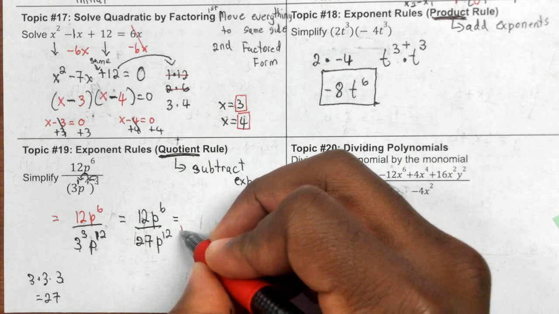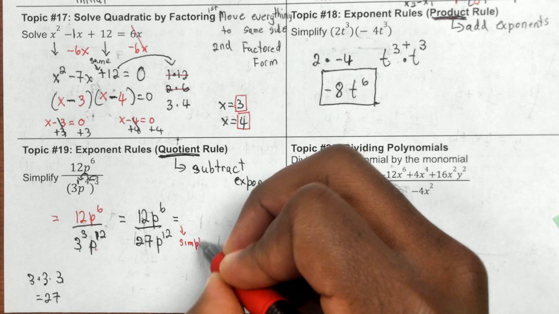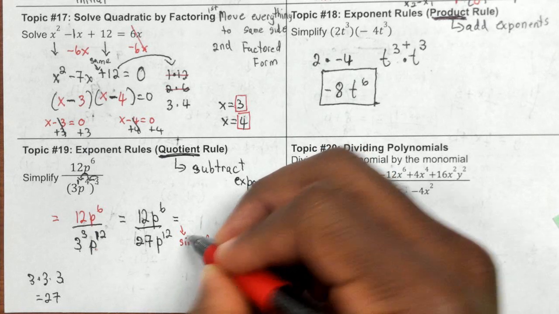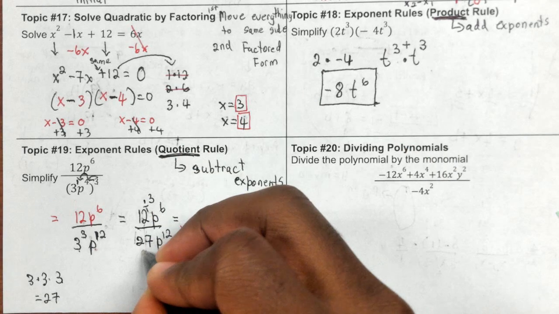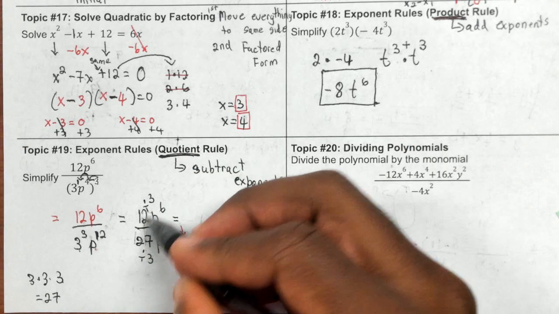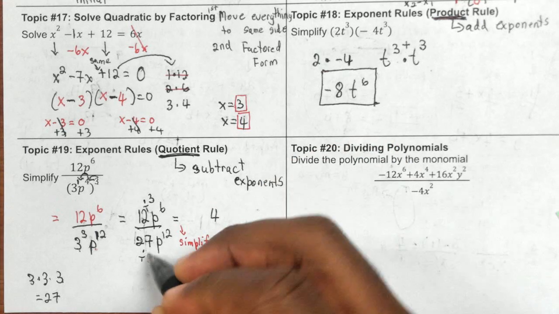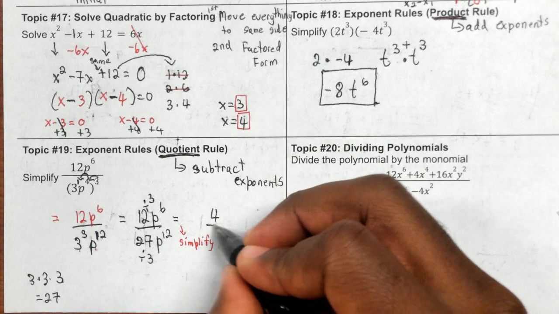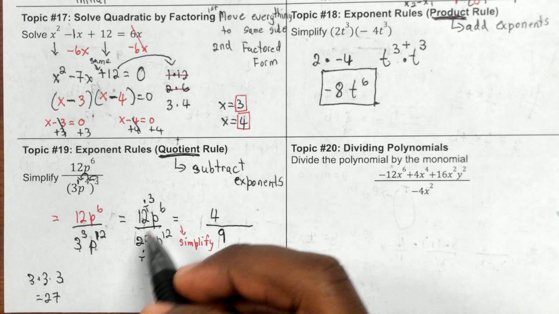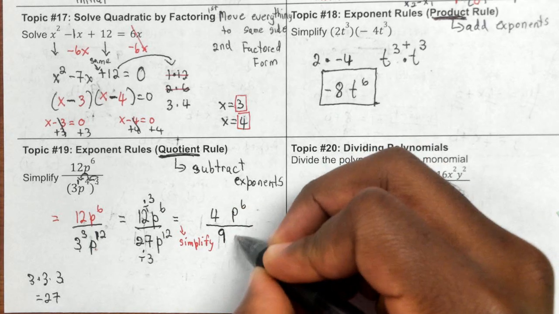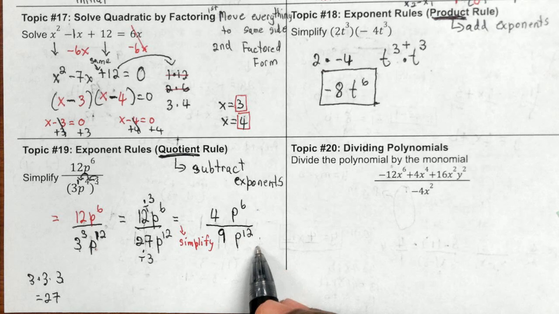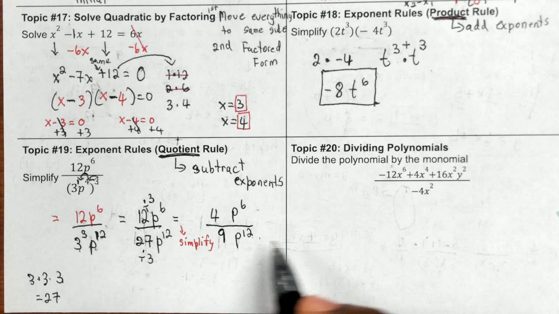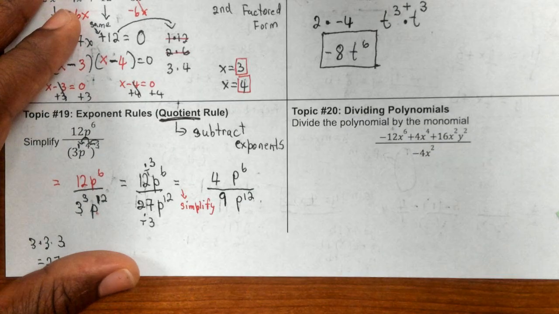So now I'm going to simplify. Okay. So 12 and 27 are both divisible by 3. Divide by 3. 12 divided by 3 is 4. 27 divided by 3 is 9. Okay. So now we have a p to the 6th, p to the 12. All right, so since we are now going to subtract the exponents, 6 minus 12 would be negative 6. Or this is what's easier.